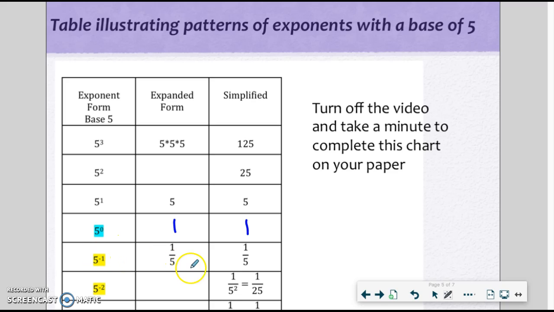5 to the negative 1 is 1 over 5, 1/5. 5 to the negative 2 would be 1 over 5 squared, right? Which is 1 over 25. And then 5 to the negative 3, we can't see, but it would be 1 over 5 cubed. 1/25th is what your final answer should be there.